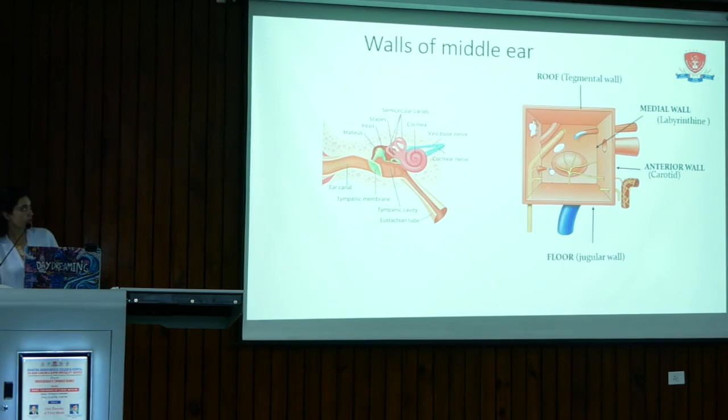Now, the medial wall of the middle ear consists of some important structures, which is the promontory, formed by the basal turn of the cochlea, the lateral semicircular canal, below which lies the facial canal, and the fenestra vestibuli, which leads to the opening of the vestibule.